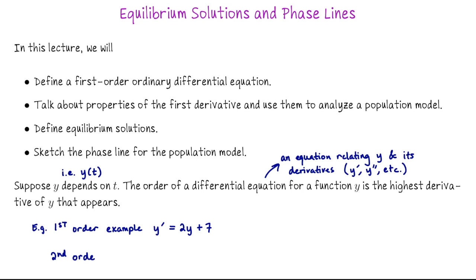We could have a second order equation that could look like y double prime equals sine of y. There we see the function, that's actually the argument for the sine function. We don't see the first derivative, but we do see a second derivative. So since the highest level derivative that we see is a second derivative, this would be a second order differential equation. In this module, we're only interested in first order equations. So these are equations where you might have y and you will have y prime.